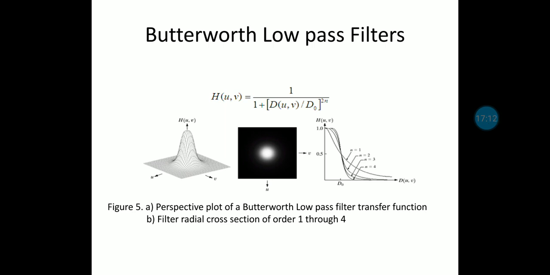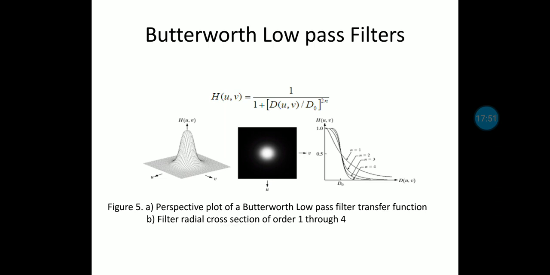Let's understand what a Butterworth low pass filter is. Here the equation is represented by H(u,v) = 1 / (1 + [D(u,v)/D0]^(2n)), isn't it? Here Butterworth low pass filters are represented by order n.